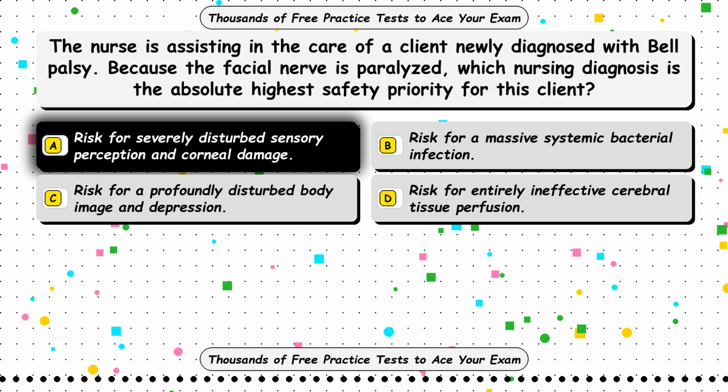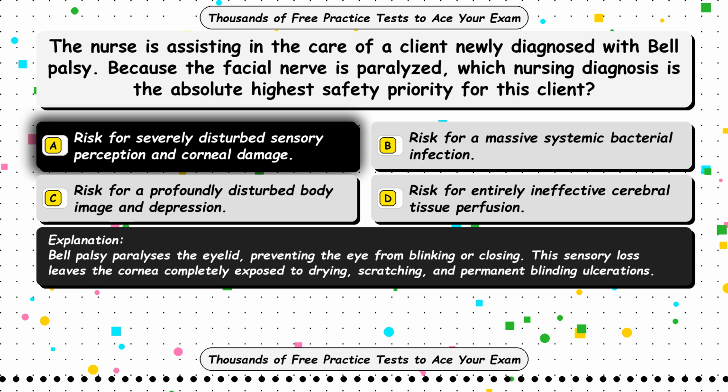The correct answer is option A. Risk for severely disturbed sensory perception and corneal damage. Bell palsy paralyses the eyelid, preventing the eye from blinking or closing. This sensory loss leaves the cornea completely exposed to drying, scratching, and permanent blinding ulcerations.